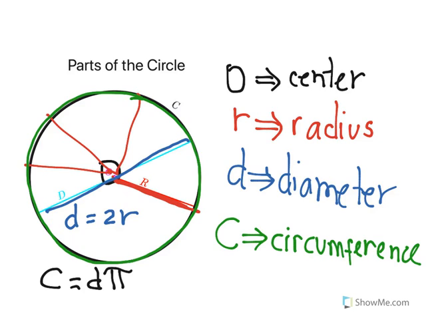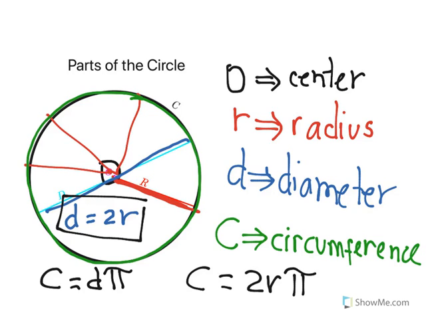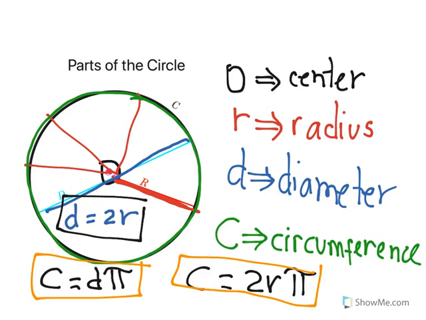This formula also has an equivalent when we use this truth right here, that the diameter is equal to 2 times the radius. So that formula also can look like this: circumference equals 2 times radius times pi. At the end, they're the same thing, okay? Either one is going to give you the same answer. The only difference is that in one you're using your radius and in the other you're using your diameter, okay?